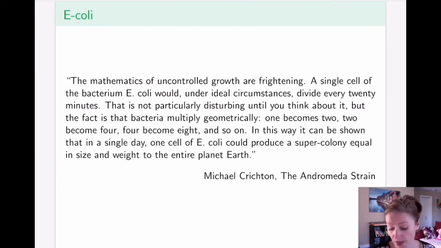Here's a famous quote by Michael Crichton from The Andromeda Strain, claiming that if we allow unbounded multiplication of bacteria, it will actually soon take over the earth. So he's saying bacteria multiply geometrically. 1 becomes 2, 2 becomes 4, 4 becomes 8, exponentially, and so on. So they follow the 2 to the power of something rule. In this way, it can be shown that in a single day, one cell of E. coli could produce a super colony equal to the size and weight of the earth. Let's actually check this claim.